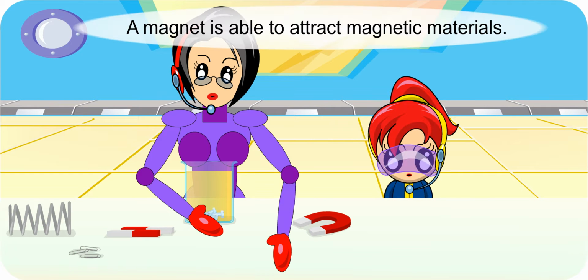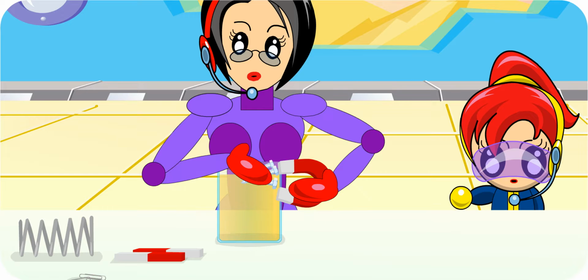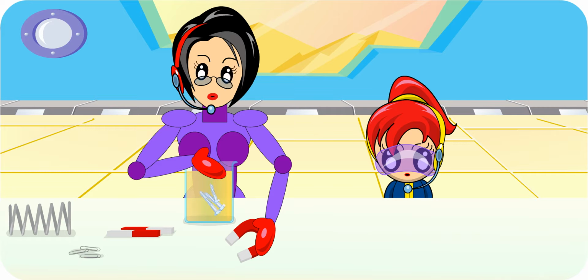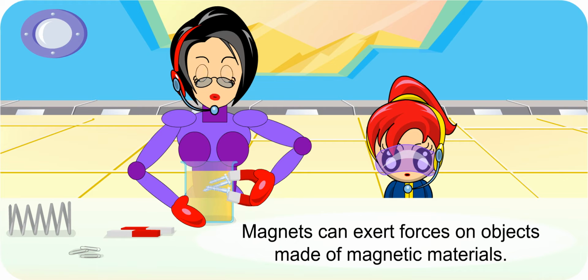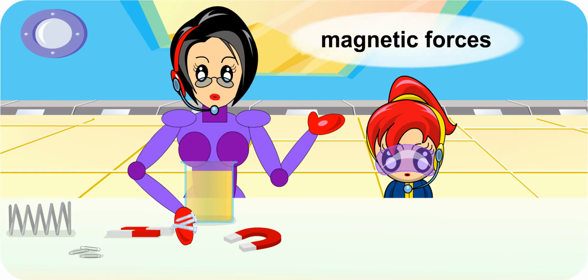A magnet is able to attract magnetic materials. These iron nails are magnetic. I know! We can make use of magnetism to draw out the iron nails from the beaker. That's right. Magnets can exert forces on objects made of magnetic materials. These forces are known as magnetic forces.